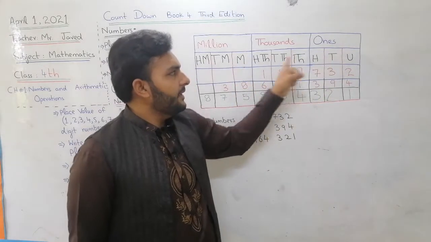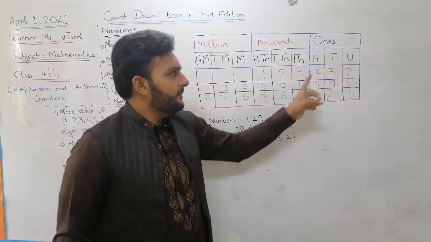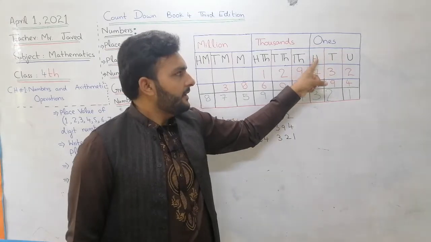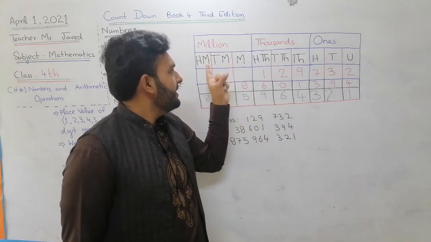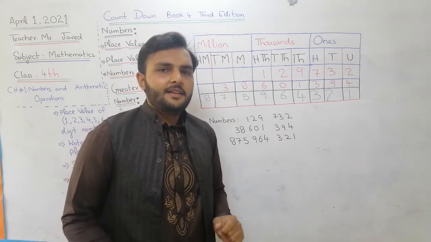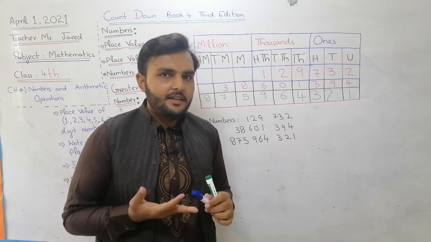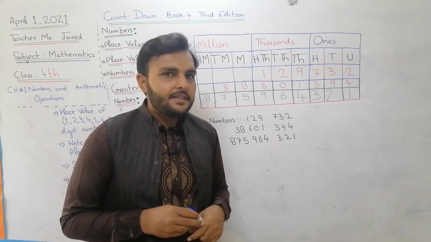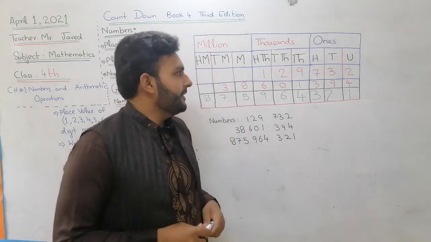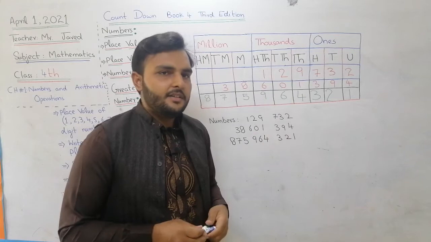But if you forget this row, it means you forget all. So this row must be learned very properly and carefully, like this: unit, 10, 100, 1,000, 10,000, 100,000, million, 10 million, 100 million. I will repeat again: ones, tens, 100, 1,000, 10,000, 100,000, million, 10 million, 100 million.